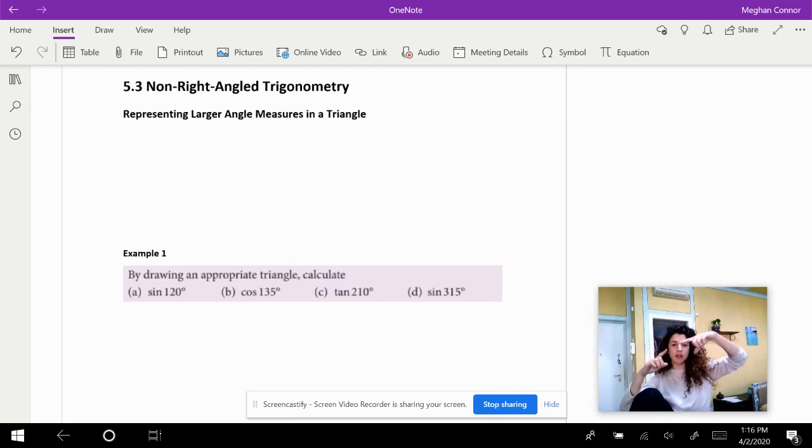But if any of those other two angles end up being 90 degrees or more, then it won't become a triangle. Because if you have two 90 degrees, then you can't connect that third side, right? So we've only been talking about acute angles, and now we're going to move on to non-right triangle trigonometry.